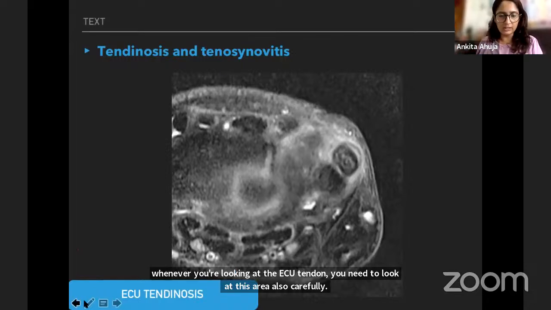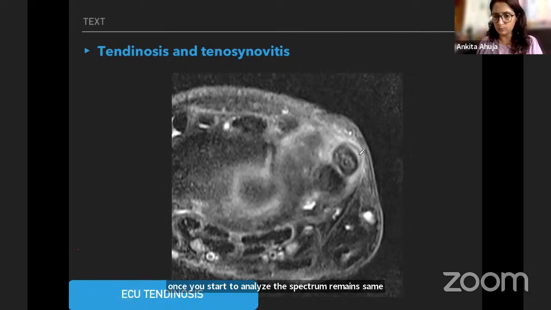Here you see that there is increased signal within the tendon, which looks bulkier as well. So this becomes tendinosis. Along with this tendon sheath fluid, we call it extensor carpi ulnaris tenosynovitis.